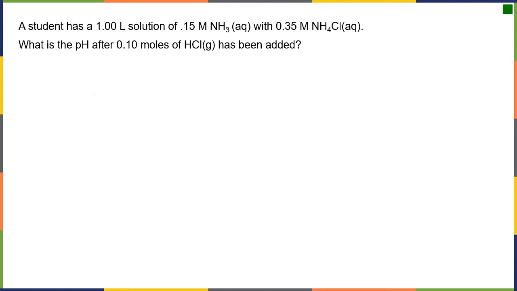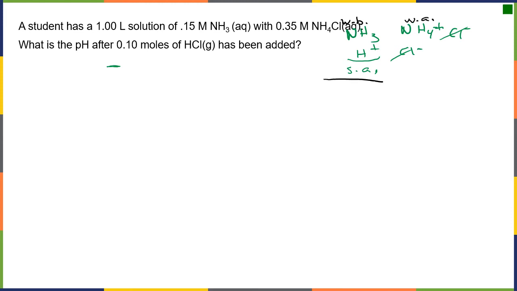So let's do the same problem, except instead of adding a base, we're going to add an acid. We still have ammonia, ammonium, but now we have HCl, which is H plus and Cl minus. Now we also have some Cl minus over here. We're going to ignore these because they are inert. We're going to see what we have. We have a strong acid, we have a weak base, and we have a weak acid.